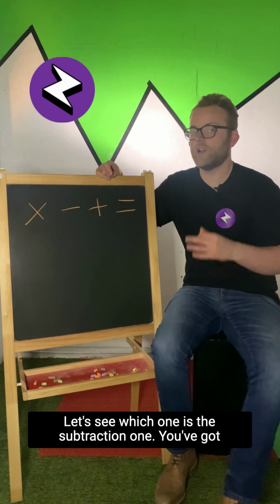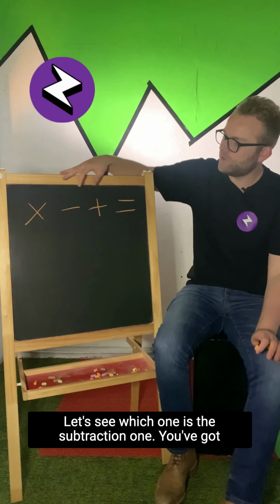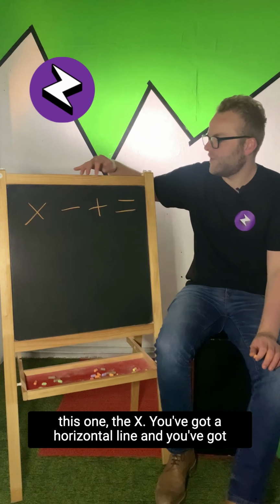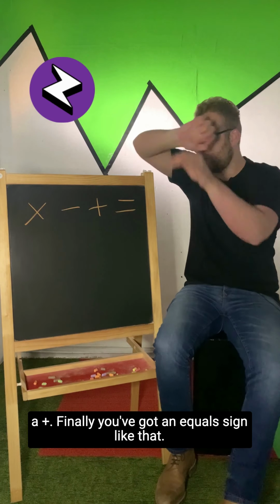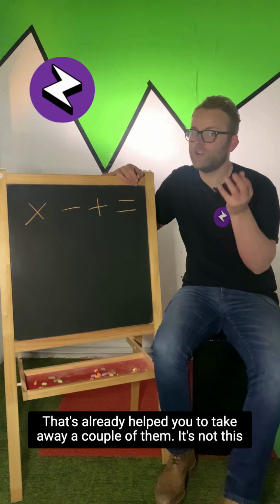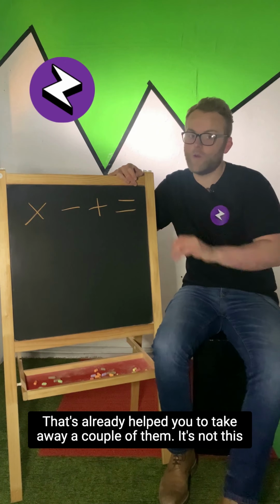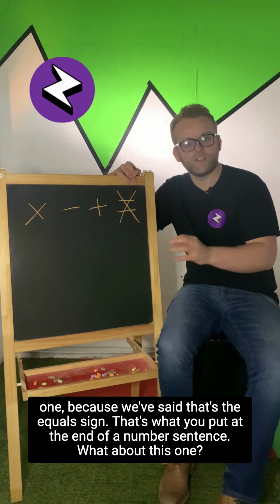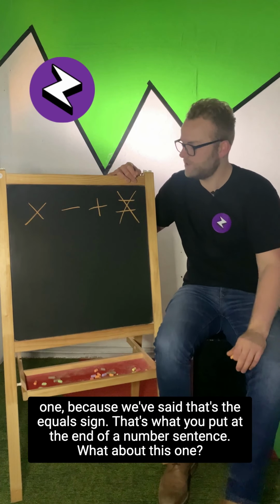So let's see which one is the subtraction one. You've got this one, which is like the X, and you've got a horizontal line, and then you've got a plus line like this, and then you've got an equal sign like that. So that's already helped you to take away a couple of them. It's not this one, because as you said, that's the equal sign. That's what you put at the end of a number sentence.